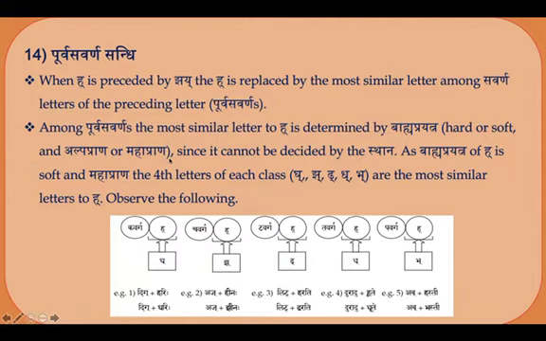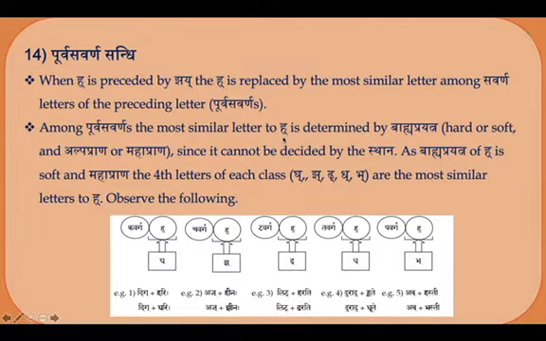So Bahya Prayatna has got two: one is hard consonants and soft consonants, and then Alpa Prana and Mahaprana. Depending on that, we determine which sound will replace this ha sound, because it cannot be decided by sthana.